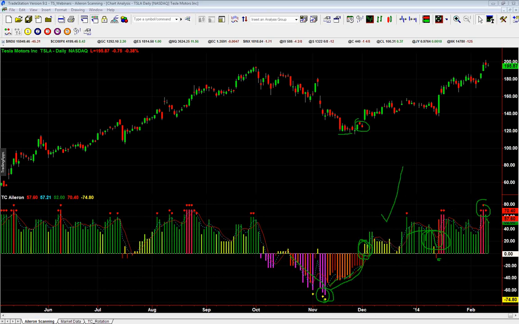Now, don't buy or sell anything from my discussions here. This is just educational. This is just a look at things. We're not doing anything more than talking about how the Aileron indicator can work and where the benefits are.